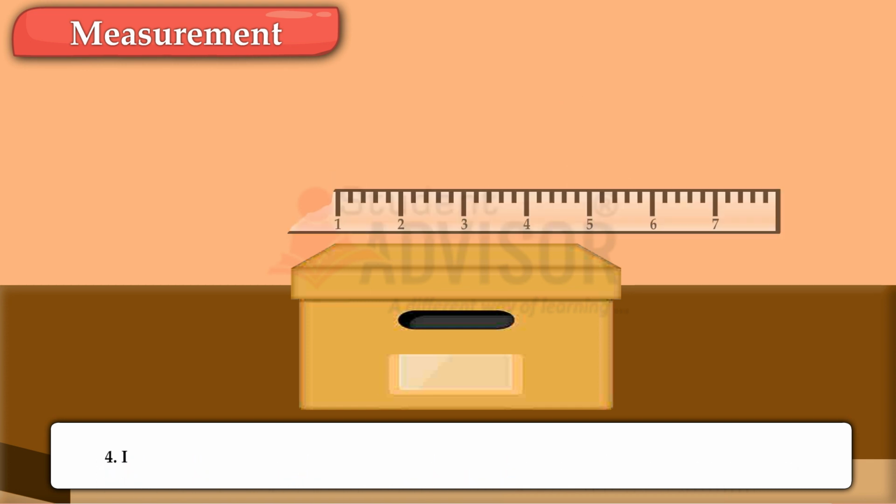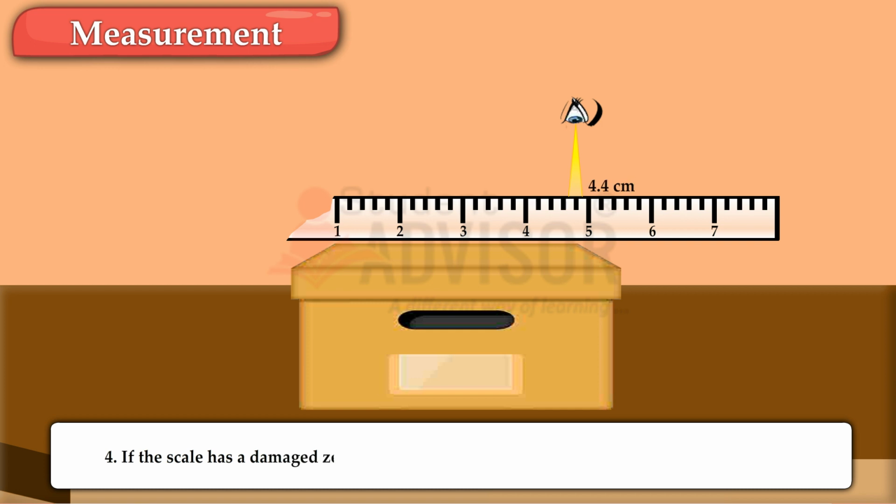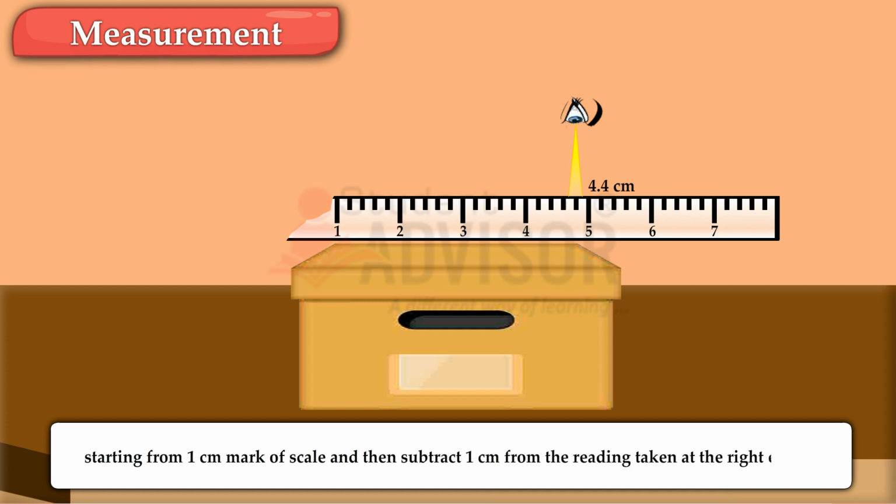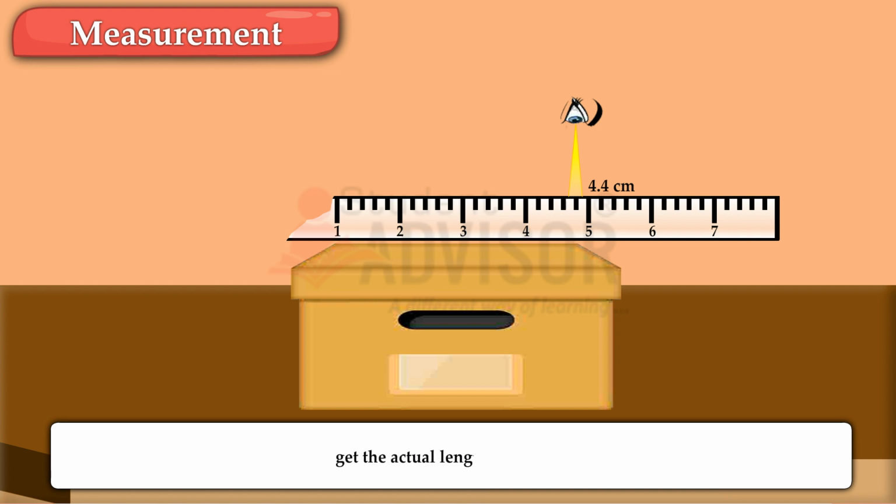If the scale has a damaged zero mark or broken left end, measure the length of an object starting from the 1 cm mark of the scale and then subtract 1 cm from the reading taken at the right end to get the actual length of the object. Any other full mark of the scale can also be used for this purpose. The value of this mark is then subtracted from the final reading.